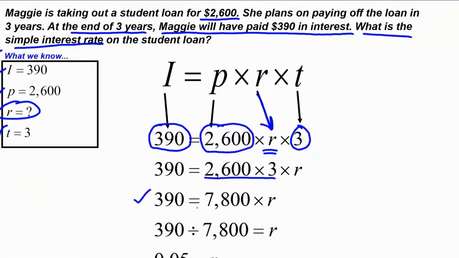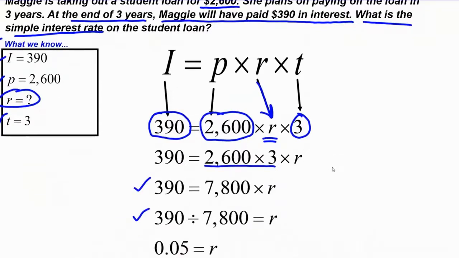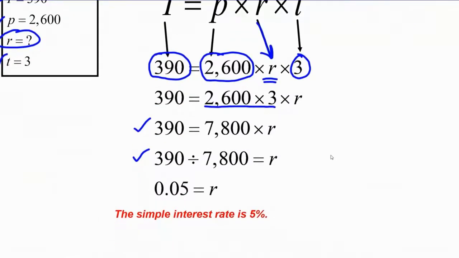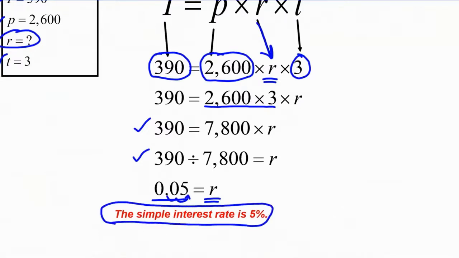Well, when I'm trying to figure out what times 7,800 equals 390, I divide. I take 390 divided by 7,800. That's going to tell me what R is. And you get 0.05 when you divide that. That's what my rate is. Now remember, rate is a percentage, and this is written as a decimal. So I need to write that as a percent, multiply that by 100. So the simple interest rate for her loan was 5%. So we can still find the rate if we know all the other pieces of that problem.